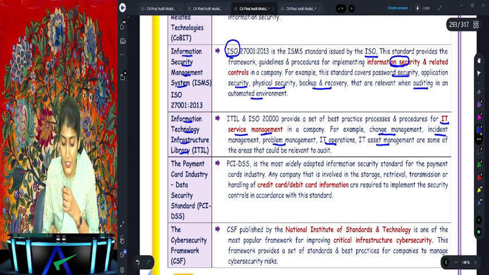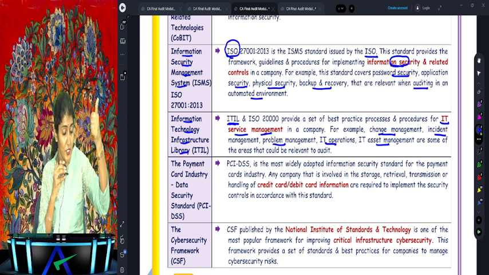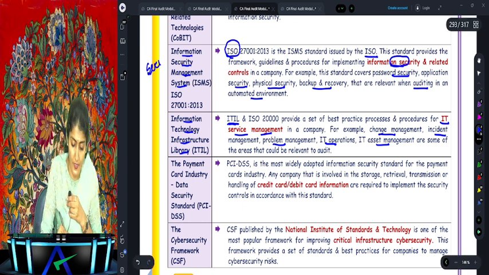So the Information Technology Infrastructure Library is about information security, and also the technology. This one is regarding the security and this one is regarding the technology. Are you able to understand the difference between the two?